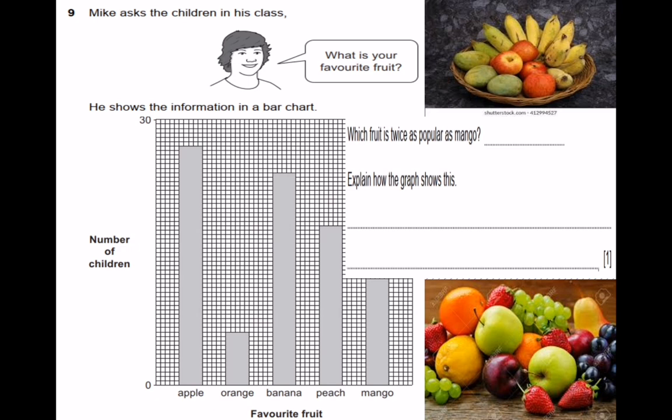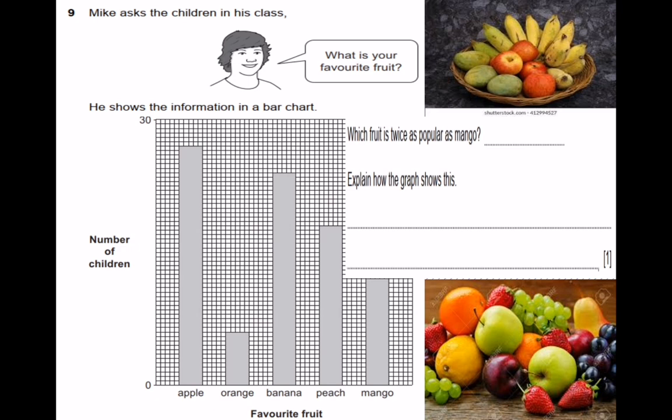Mike asked the children in his class, what is your favorite fruit? Here we have the bar chart, with apples, oranges, bananas, peach, and mango, and the scale is from 0 to 30. Which fruit is twice as popular as mango? Mango is almost in the middle. For example, maybe it's 10.